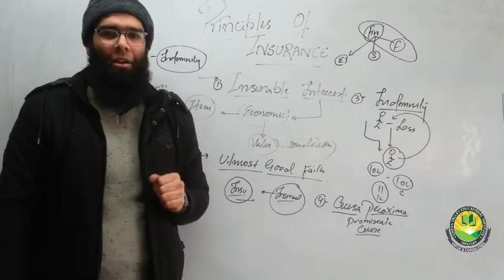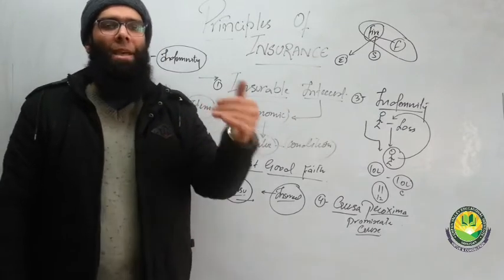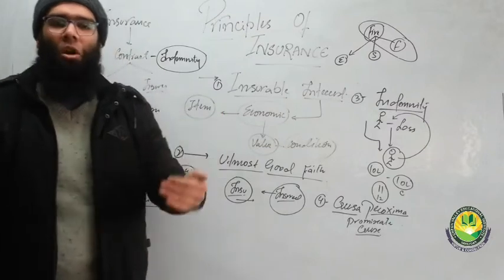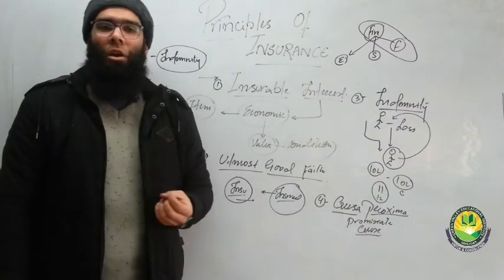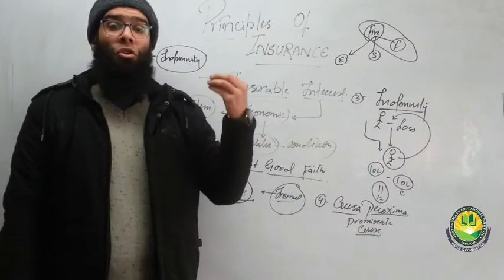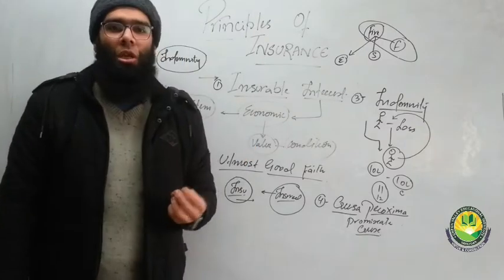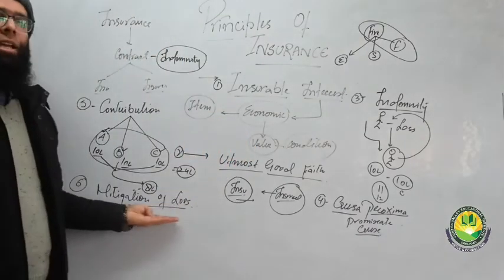If the fire occurred, if the fire is initiated and I have installed best of sprinklers, I have installed best of circuit breakers, I have installed best of wires, so the possibility of fire is reduced. So I have mitigated the loss.